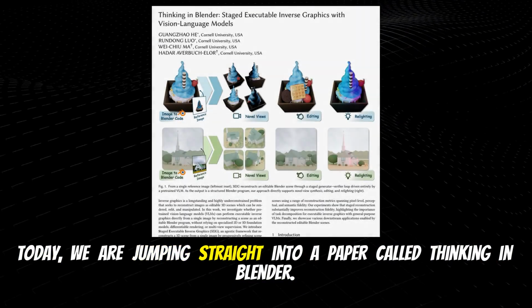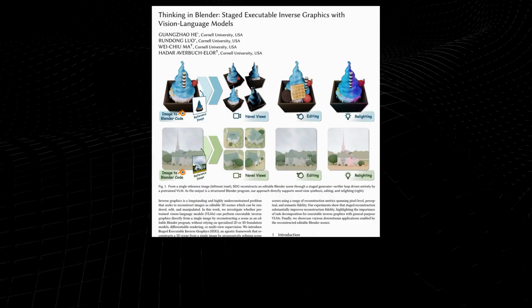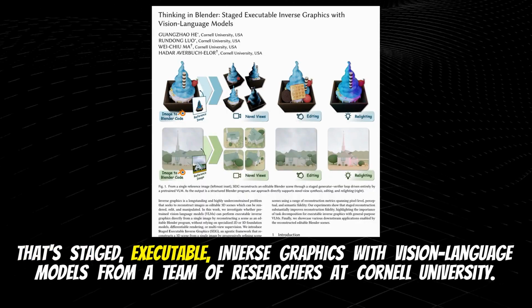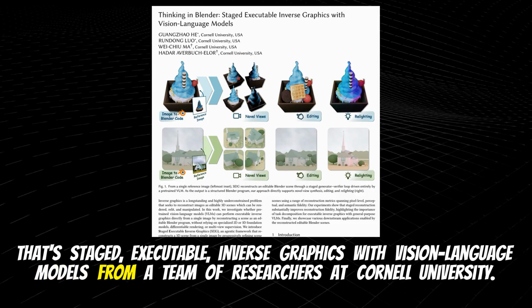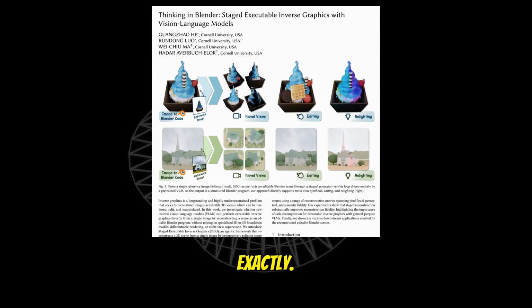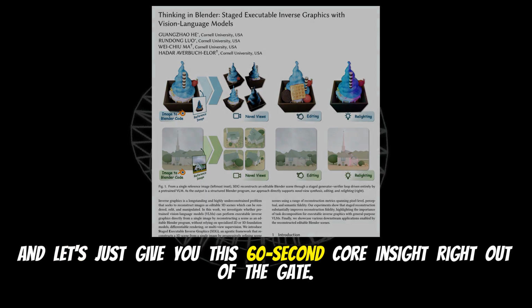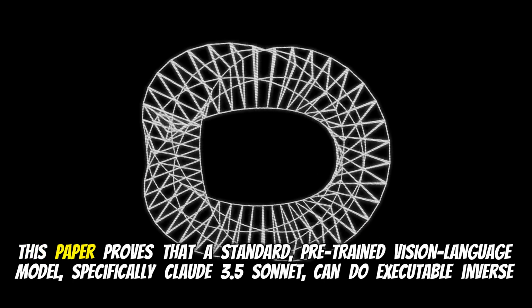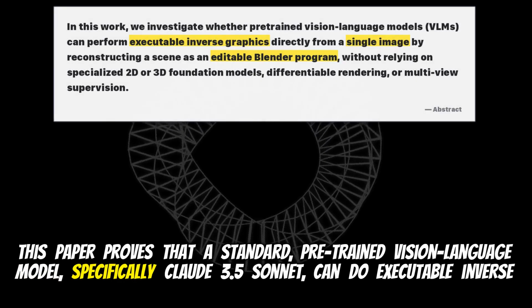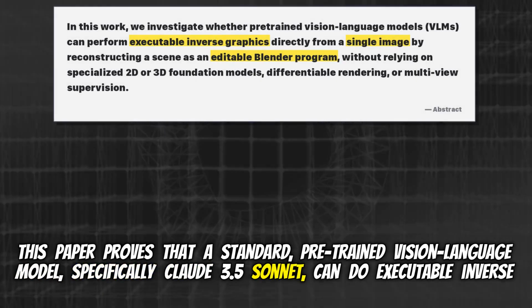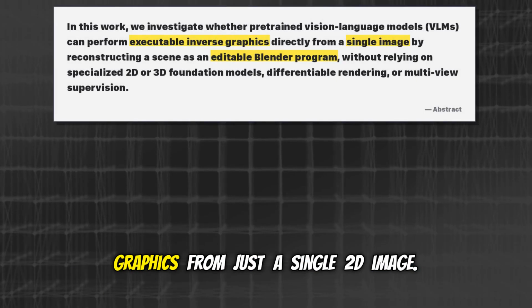Today we are jumping straight into a paper called Thinking in Blender. Right, that's staged executable inverse graphics with vision language models from a team of researchers at Cornell University. Exactly. And let's just give you this 60-second core insight right out of the gate. This paper proves that a standard pre-trained vision language model, specifically Claude Opus 4.7, can do executable inverse graphics from just a single 2D image.